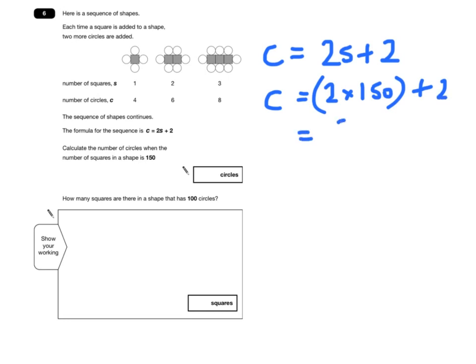So c equals 2 times 150, which is 300, plus 2. So when there are 150 squares, there would be 302 circles.